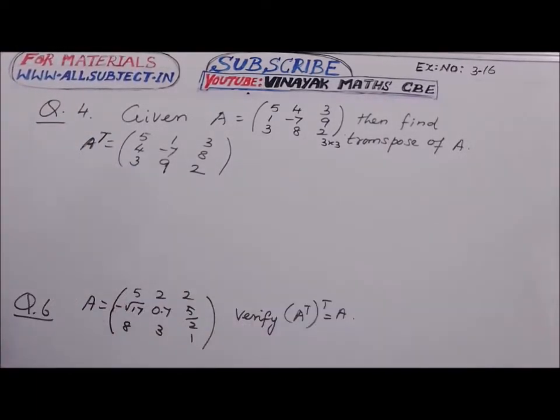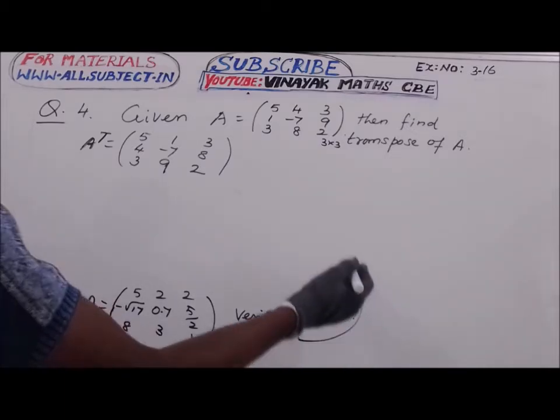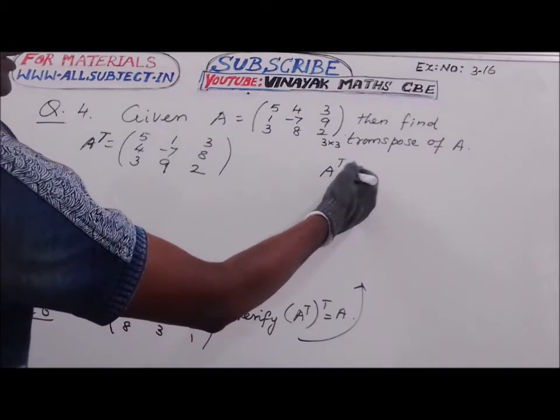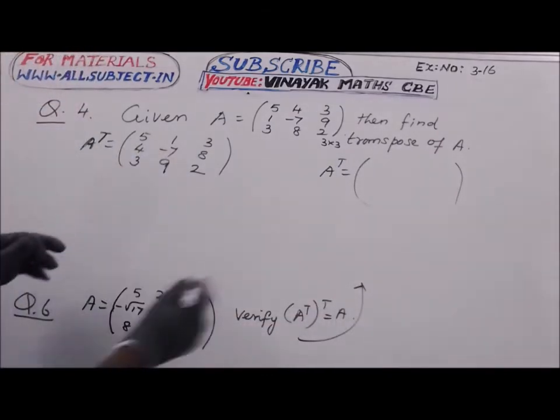How to find A transpose? Interchange all the rows into columns, and you will get A transpose. I am writing the answer here. A transpose is equal to interchanging all the rows into columns.